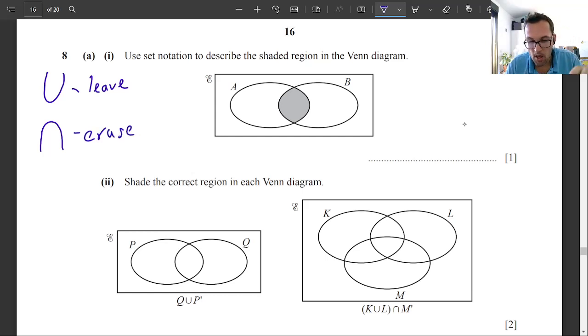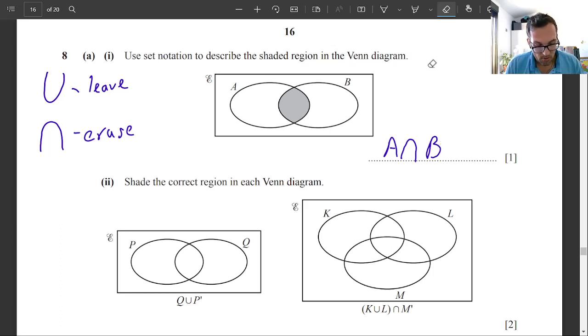First of all, the first one here, we've got a gray area there, and it is in A, and it is in B. But it's not the one or the other. It is in both. So it means this part here and this part here has been erased. This is intersection. Intersection means in both, not just the one or the other.